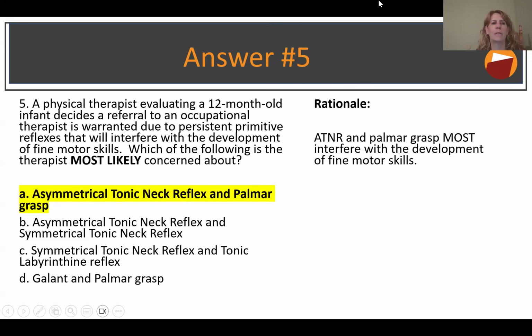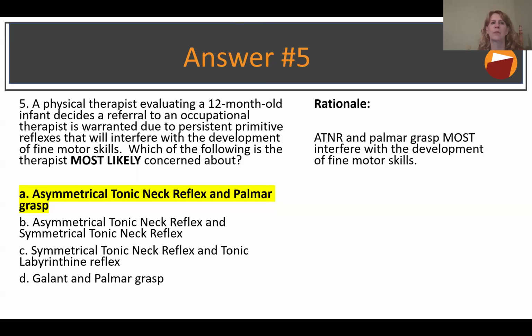Okay, number 5. So what most warrants the referral to the OT, or your concern about fine motor? So almost 80% of you said this. Right. So the ATNR, remember what I said? It affects every fine motor skill. They can't cross midline. They don't have good hand-eye coordination. They can't do bimanual skills.